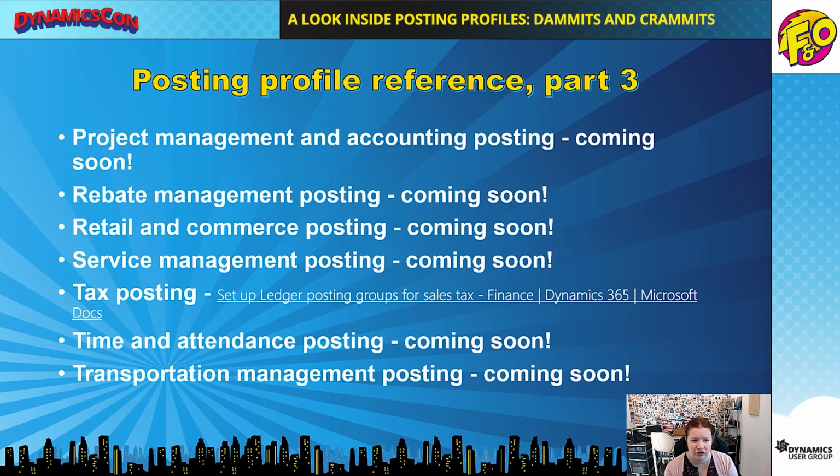It's called Setup Ledger Posting Groups for Sales Tax. This gives you some high-level information, but we do expect to have some updated content with more examples. And then the last two, we've got time and attendance and transportation management posting. Just to give you an idea of the phases, in the first phase, it's the general information around posting profiles in general, accounts for automatic transactions, AR and AP. In our second phase, it's all things inventory management and production. And then in our third phase, it's all the other modules.